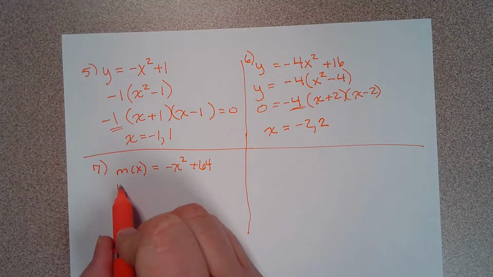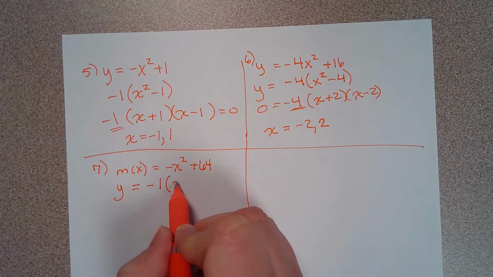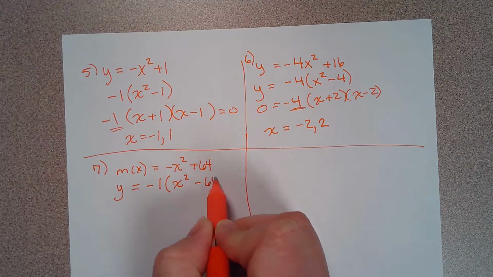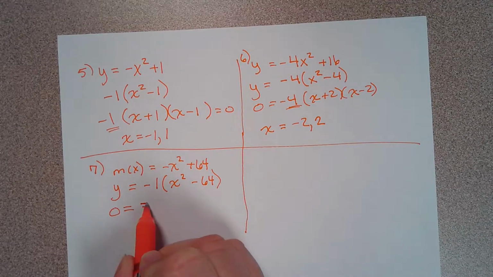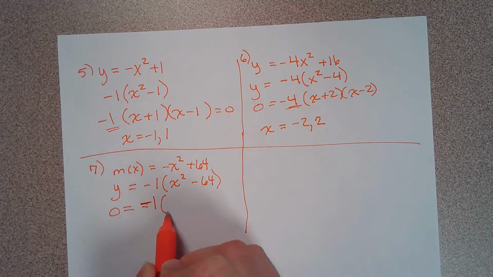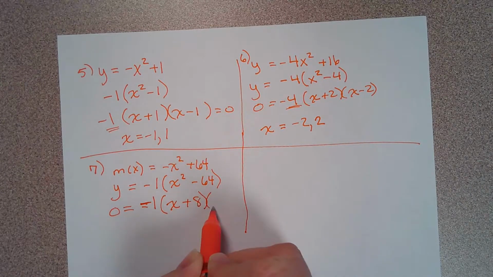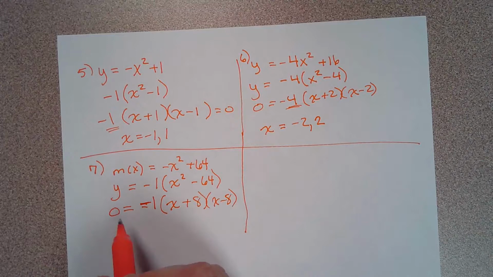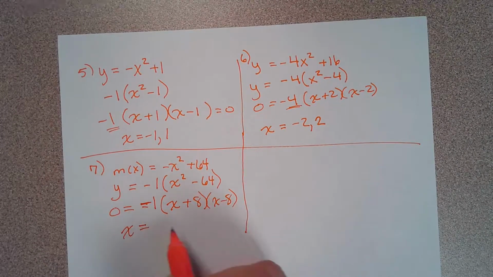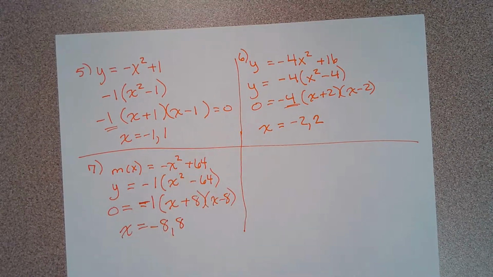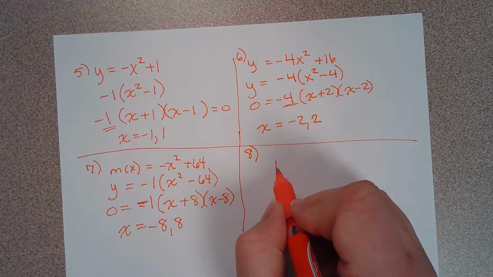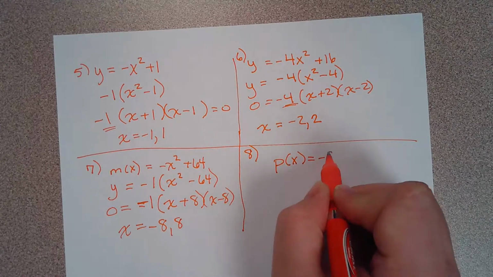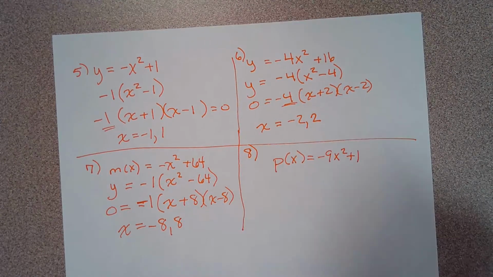We're going to pull out a negative 1, which is going to give me x squared minus 64. Now, we're going to set this equal to 0. So I have negative 1, parenthesis, x plus 8, and x minus 8. So x is going to be equaling negative 8 and 8. And then last but not least is number 8. Once again, go ahead and pause the video, work this one out, and then you can restart it.